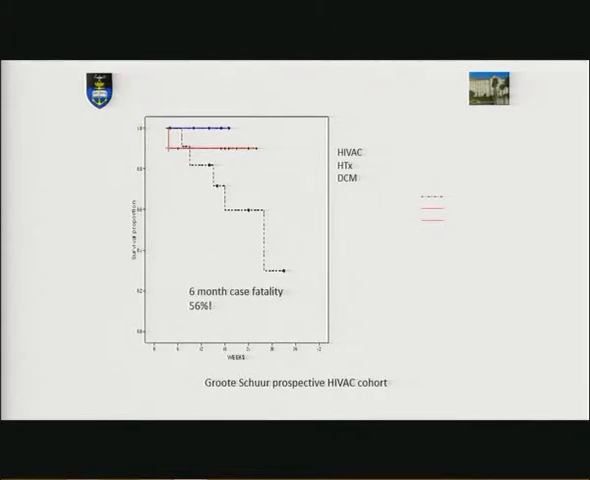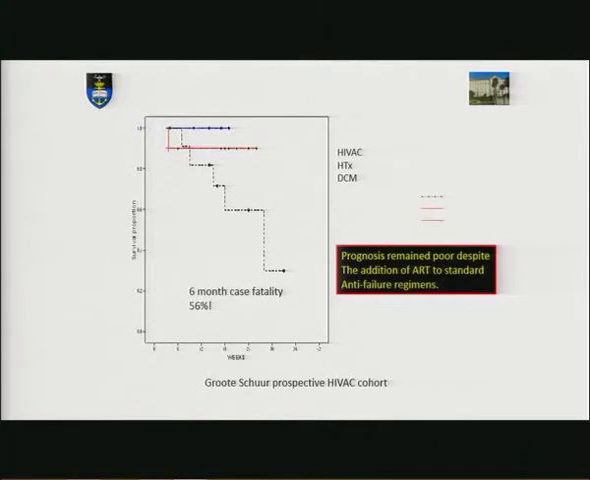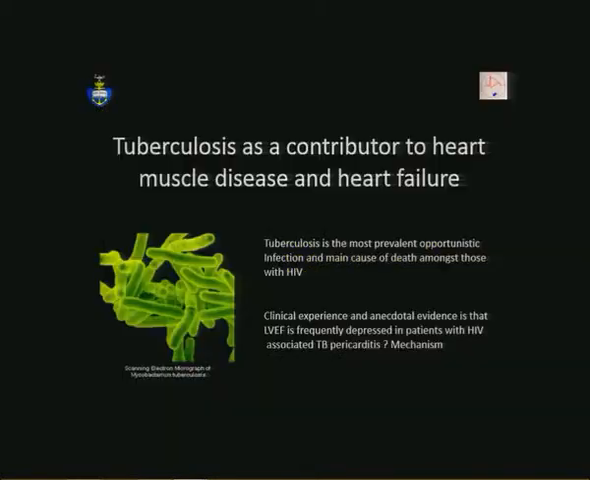In our small cohort of 15 patients, who we looked at specifically on this question, comparing to heart transplant patients and dilated cardiomyopathy, we had a 6-month case fatality rate of 56%. Okay? And this was despite the fact that many of these patients after the diagnosis were started on antiretroviral treatment, including optimal anti-failure regimens. Mortality rate was quite high. So that's really the issue around HIV-associated cardiomyopathy or HIV-associated heart muscle disease.